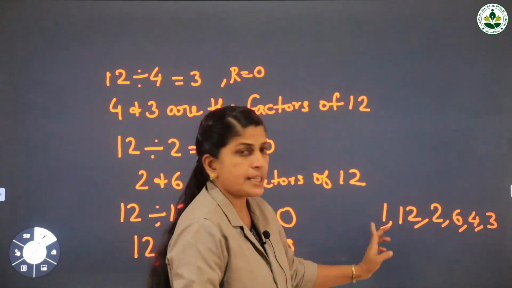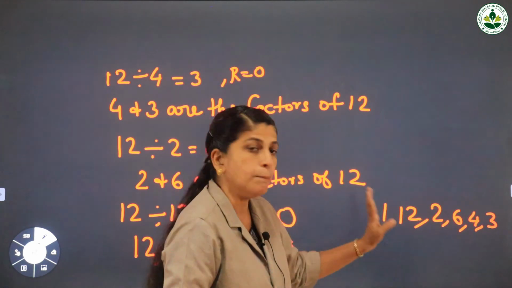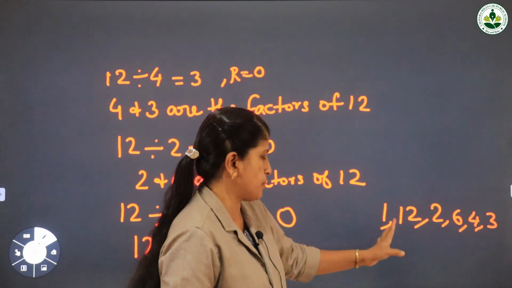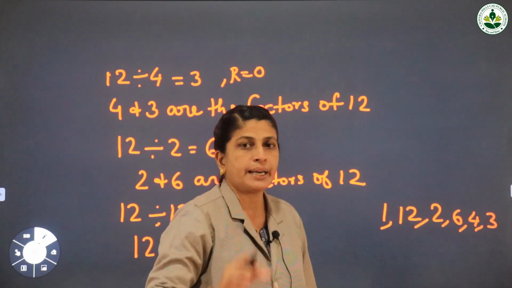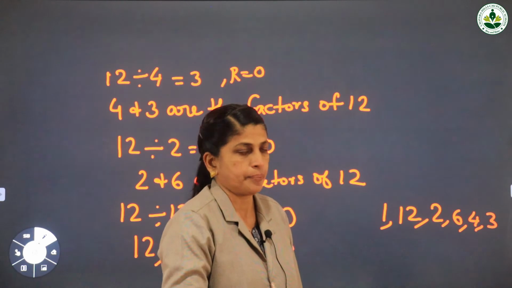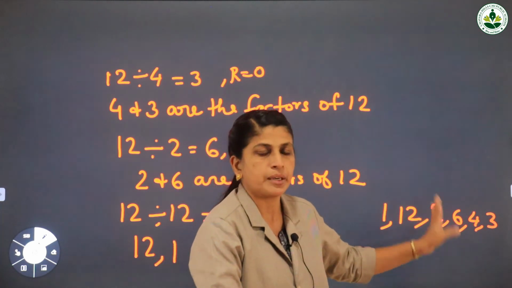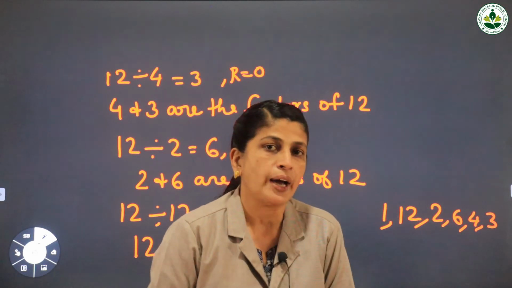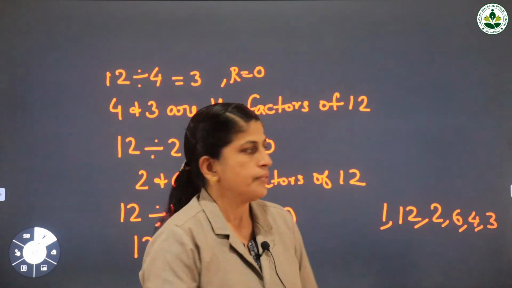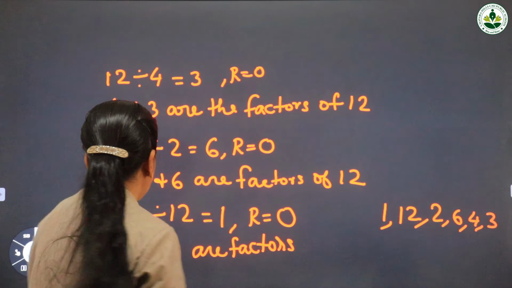Therefore, 1 is the smallest factor and 1 is a compulsory factor for all the numbers. And that number is the highest factor. Okay. And it has only 6 factors. That means a number has a finite number of factors. We can see some more examples.